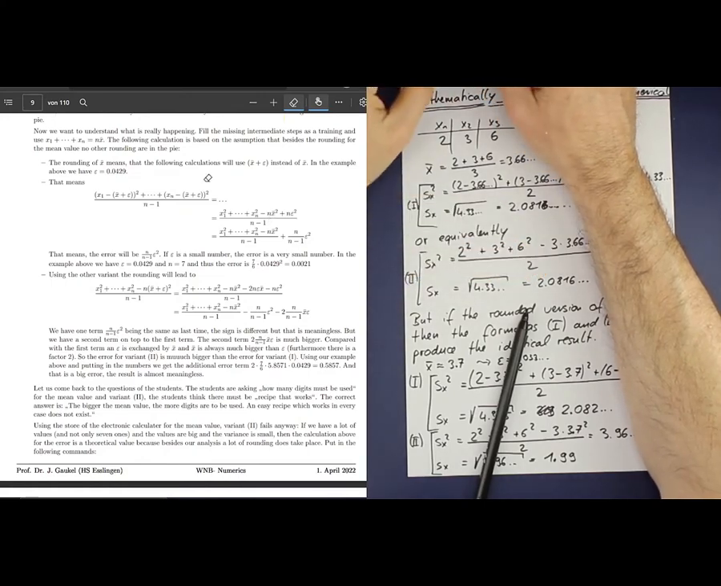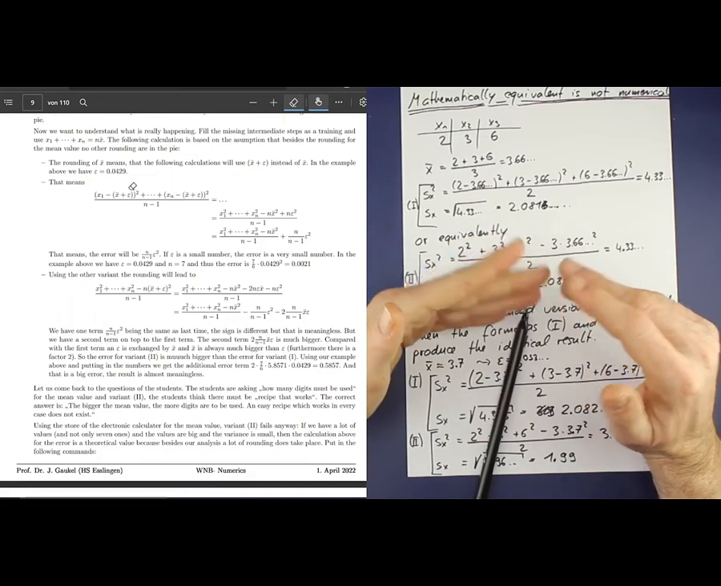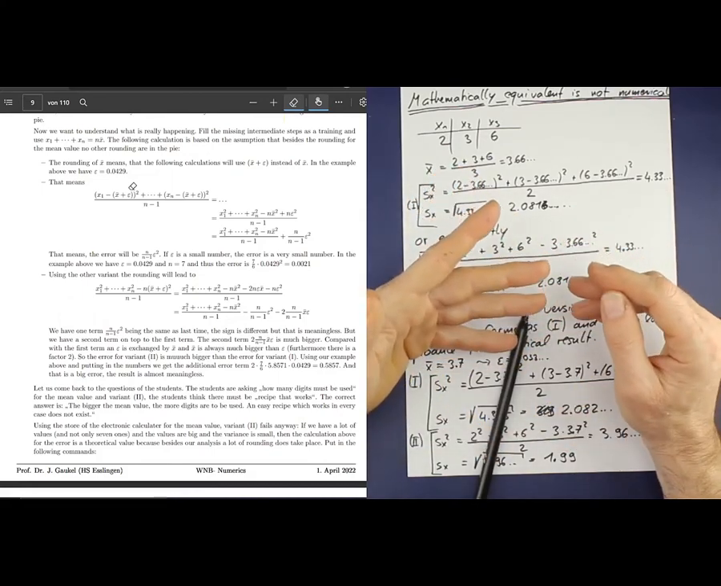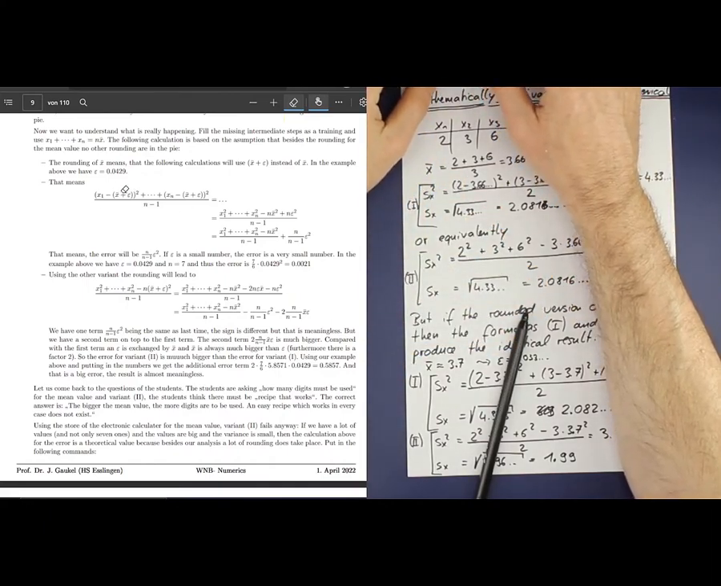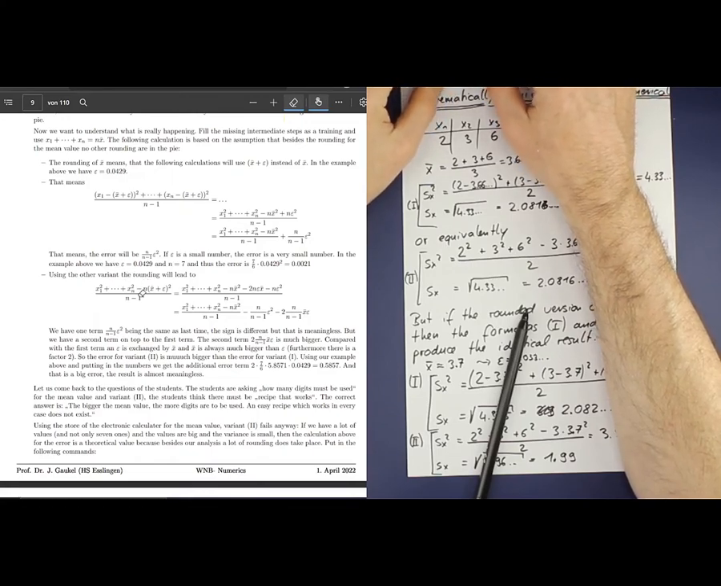And so it's clear that this formula is the numerically better one if we use a rounded version of the mean value. And please remember, calculating in numerics, there are always rounded versions of numbers. So it's clear that this formula, variant 1, is much better numerically than the other one. Unfortunately, being a student and using a simple electronic calculator, this formula is much easier to use than that formula.